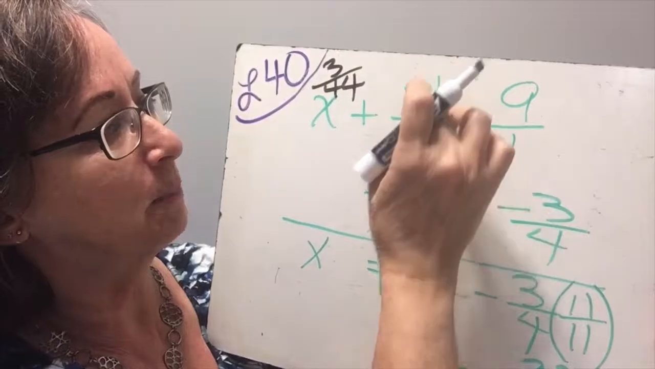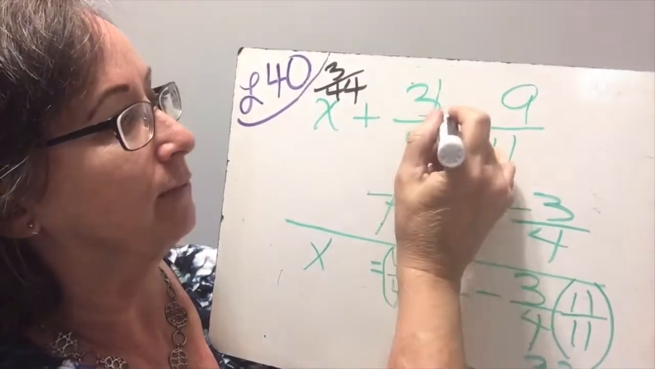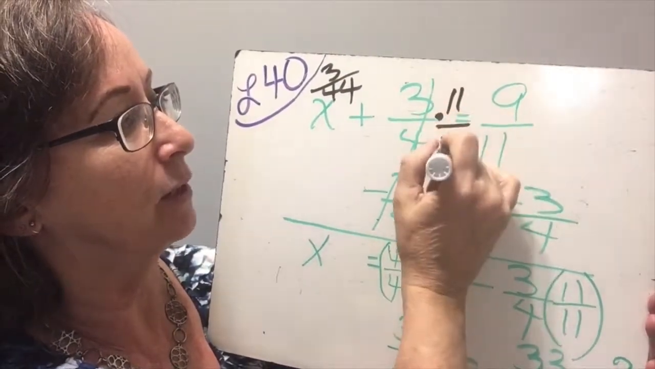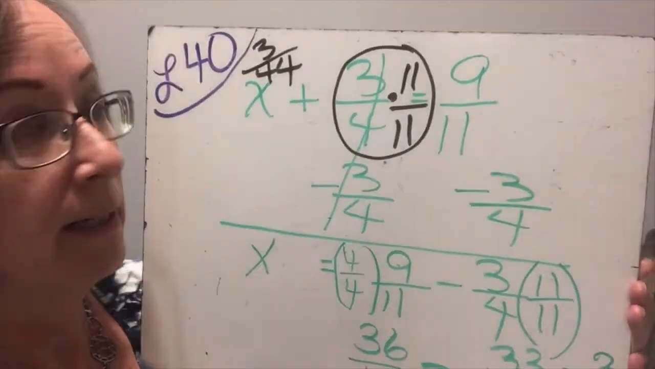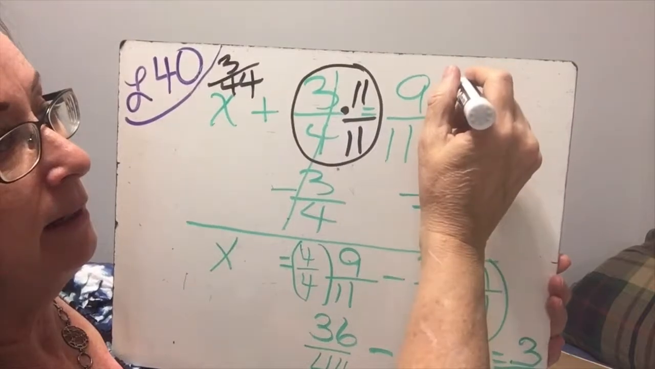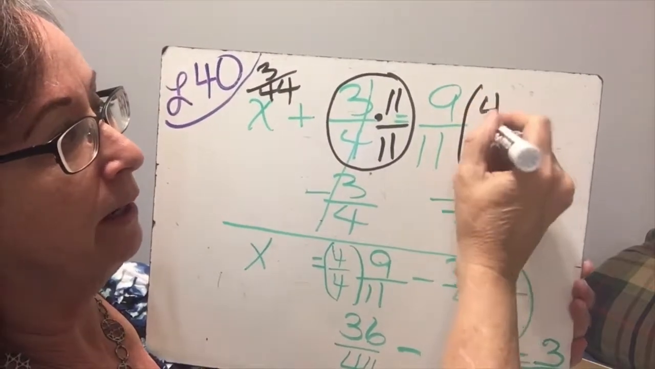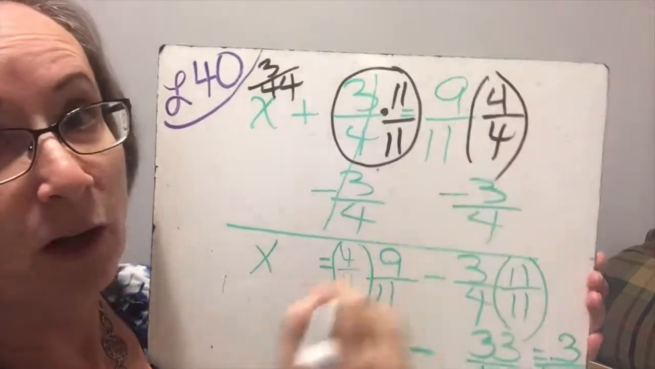So could we multiply this one by 11 over 11? So we'll multiply by 11 over 11. And now this one will be over 44, won't it? And then we're going to multiply this one by 4 over 4. And we'll see if it all comes out okay.